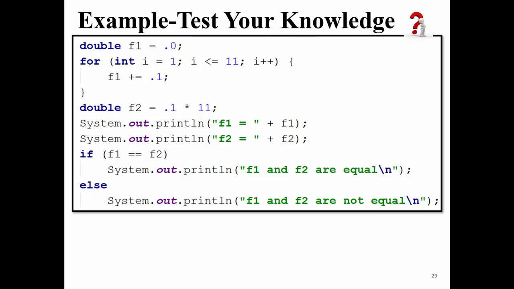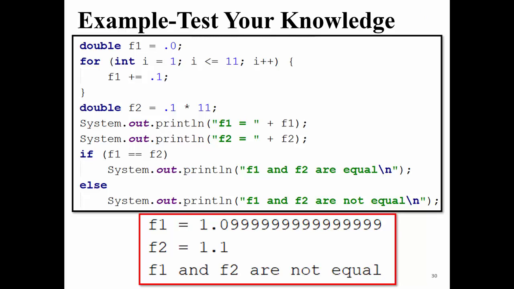And what is the value of F2? It's supposed to be the same. Is that right? Let's see how the computer understands this. After that iteration, F1 will be 1.0999 up to the end, while F2 is actually 1.1.